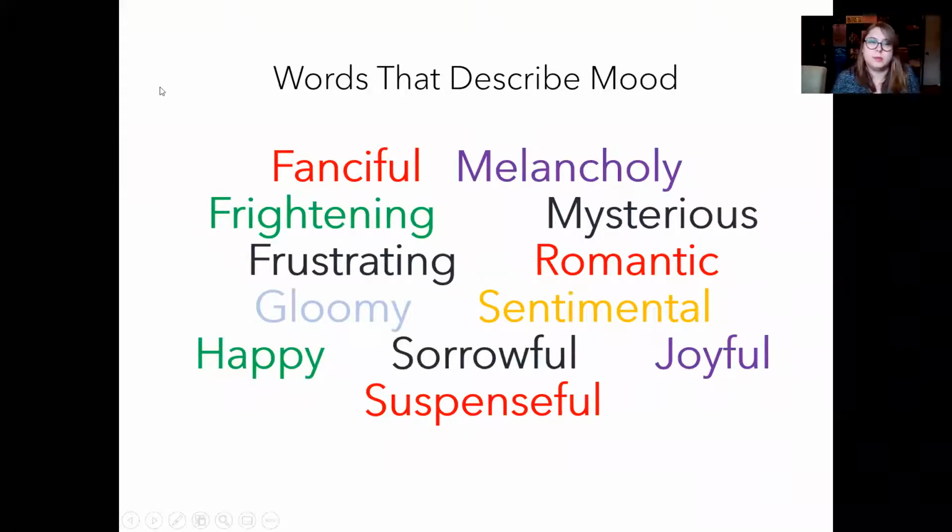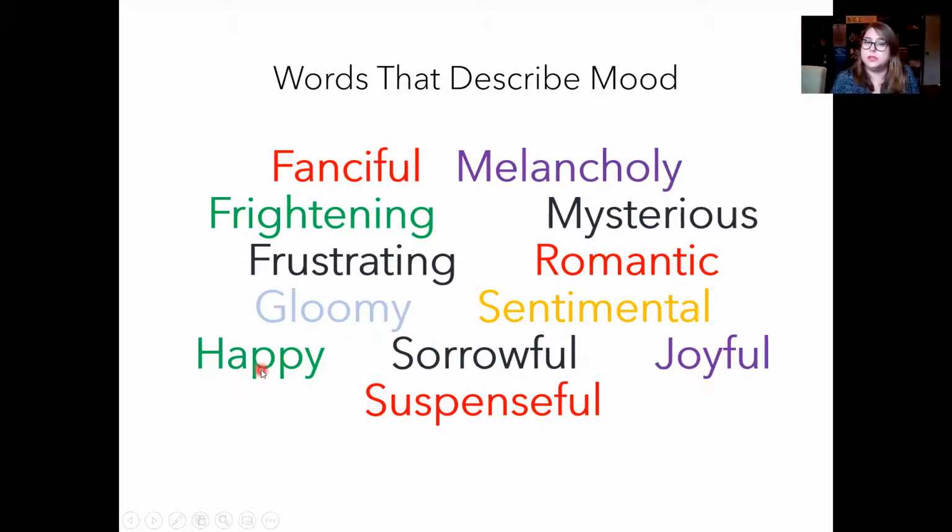When we talk about describing mood, we want to use any number of our feeling words. So these are words that just help us to understand how we feel as a reader. So from top to bottom, left to right, we have the words fanciful, melancholy, frightening, mysterious, frustrating, romantic, gloomy, sentimental, happy, sorrowful, joyful, or suspenseful.